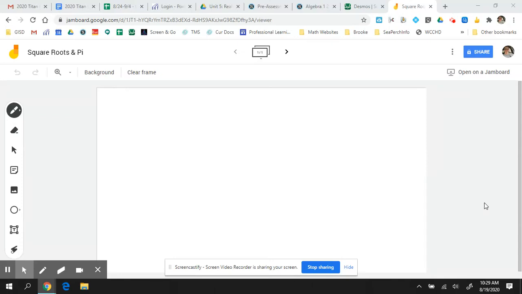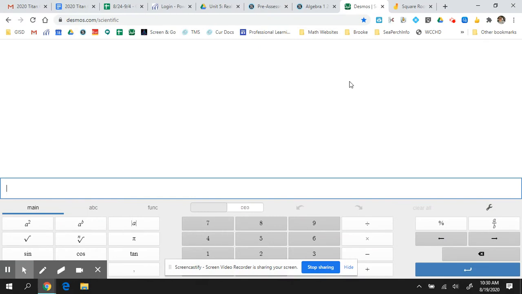Hi, everybody. Today we're going to be looking at square roots and pi. You should be kind of familiar and maybe remember from last year, but here's a little refresher. You do need to open up your Desmos.com.